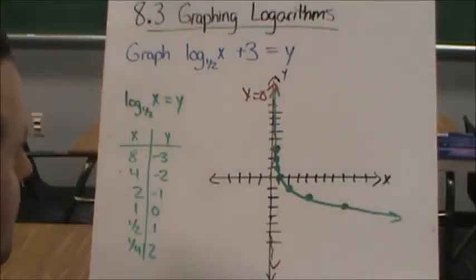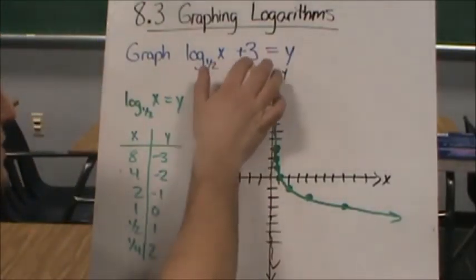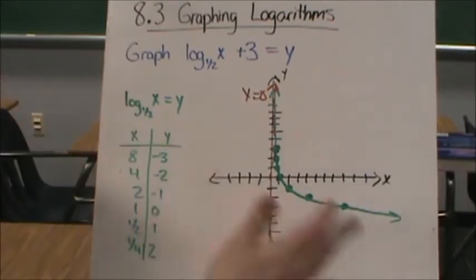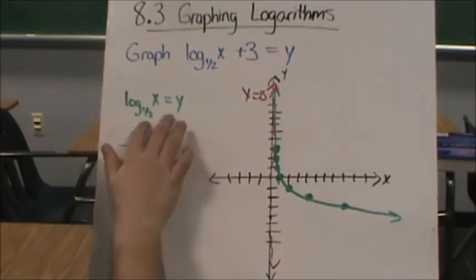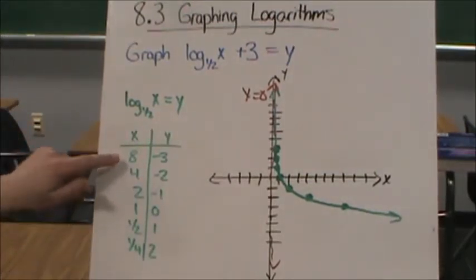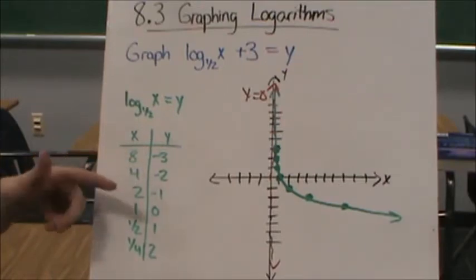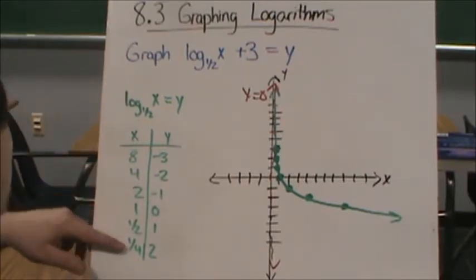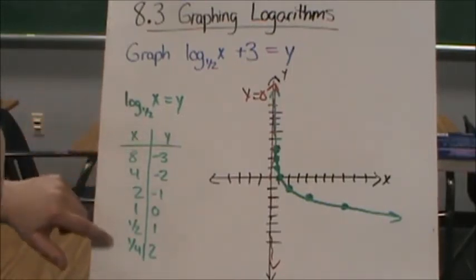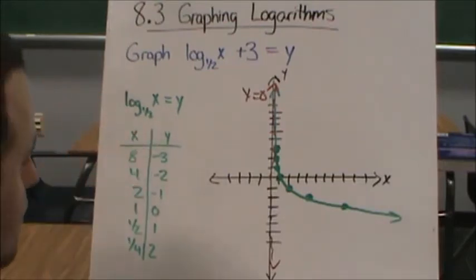So last example, we're asked to graph log base 1/2 of x plus 3 is equal to y. Now our last example was a horizontal translation, so naturally the next example, this one here, will be a vertical translation. I took the liberty of graphing log base 1/2 of x equals y using the table of values that we know of, which are (8, -3), (4, -2), (2, -1), (1, 0), (1/2, 1), and (1/4, 2). If you want to take the time and evaluate log base 1/2 of all these x values, those are the y values that you would receive.